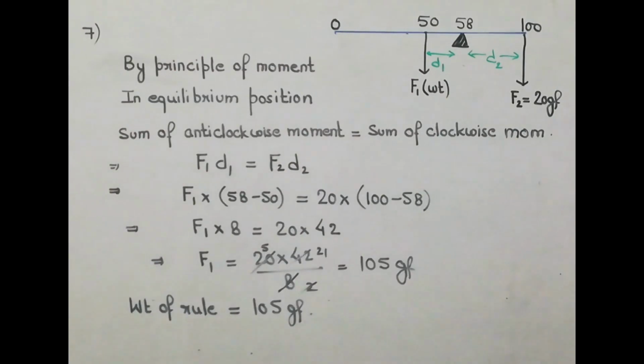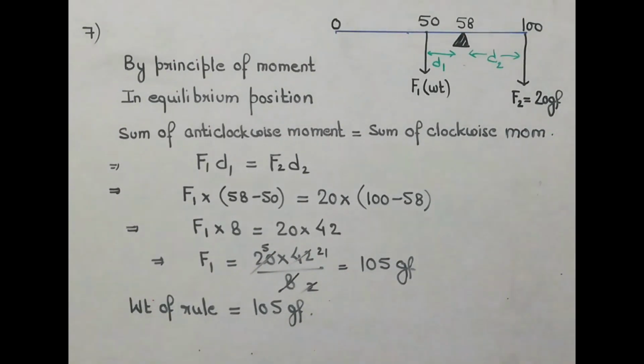Now if in the question they had asked for the mass of the rule, then remember you would have written the answer, mass of the rule is 105 gram, not GF. GF is the unit for weight. So in the question they have asked for the weight of the rule. That's why we are writing it as GF. If they had asked for mass, then you would have written mass of the rule is 105 gram. Hope it's clear to you. So you can pause and note it down.